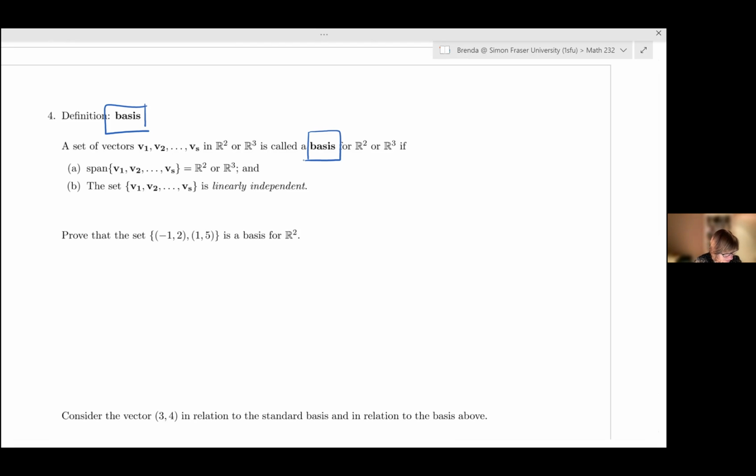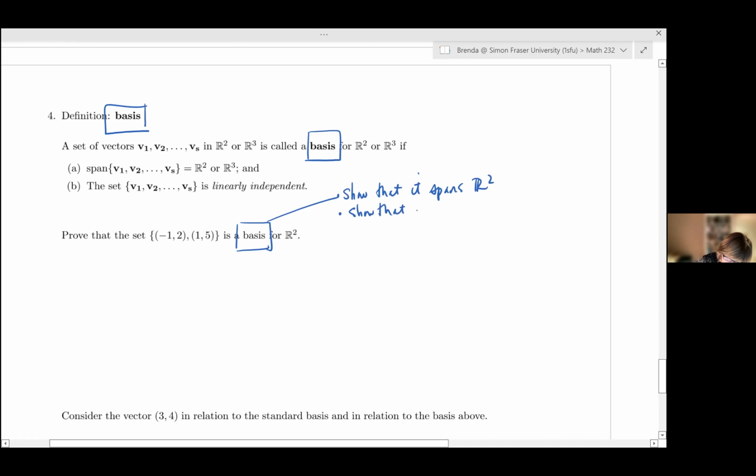Okay, so here, for example, prove that the set, here's a set of 2 vectors, is a basis for R2. So we have to do 2 things. We have to show that it spans R2, and we have to show that the vectors are linearly independent. Okay, those 2 things together tell us that this is a basis.